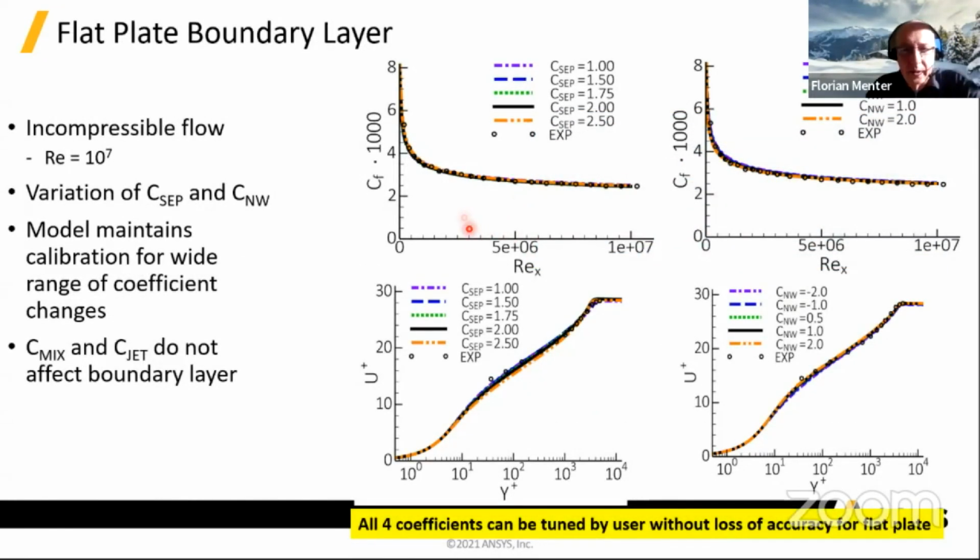Now, here's the main idea behind the model. Of course, it's not a very spectacular picture, but it shows something which is important here, namely that we ran a flat plate and we change the two coefficients which are affecting the near wall behavior, the CSEP and its near wall coefficient. And you see we can change them rather dramatically, and we still maintain the wall shear stress and the log layer behavior. So we are not destroying the basic calibration of the model when we do that.